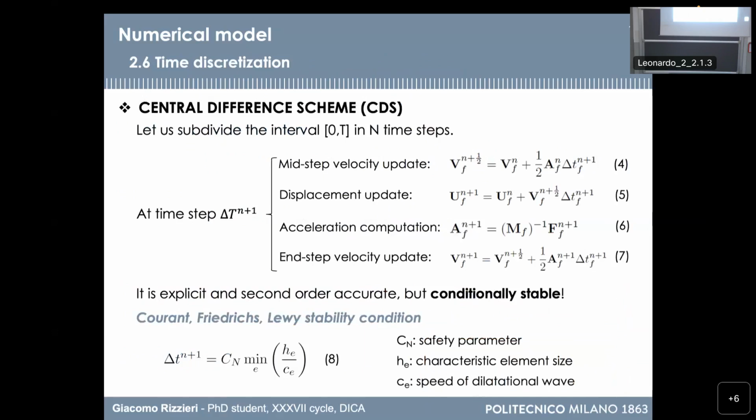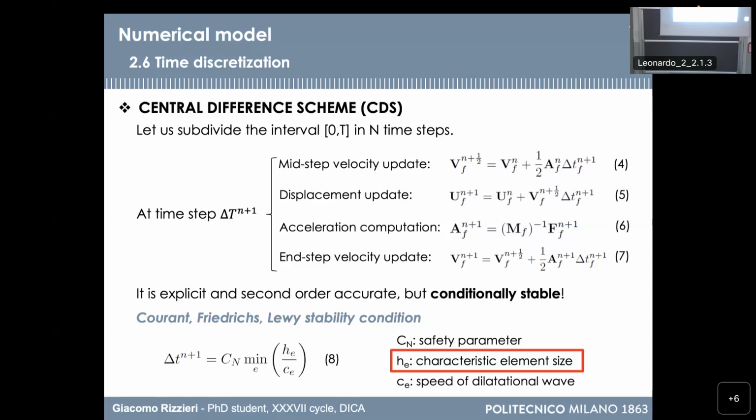Then we also need to discretize in time. To do this, we chose to use a central difference scheme, which is second order accurate and explicit. But being explicit, we need to respect the CFL condition. The CFL condition is a condition on the maximum allowable time step that we can use during the analysis. And it links this time step to the minimum characteristic element size in the mesh.